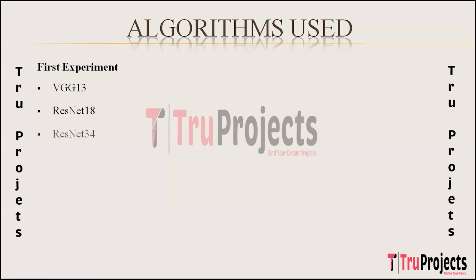The next algorithm used is ResNet 34, that is Residual Network 34. So ResNet 34 is a deeper variant of ResNet 18 consisting of 34 trainable layers. The increased depth allows the network to capture more intricate features in the data.